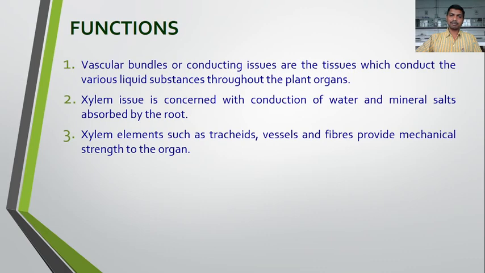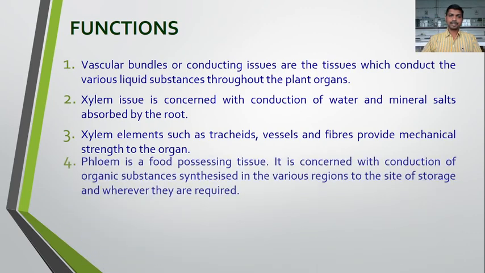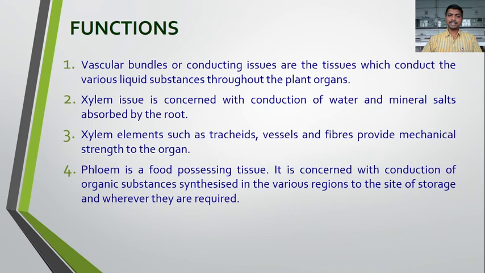Xylem elements such as tracheids, vessels, fibers provide mechanical strength or support to the plant and plant organs. So this is another important function of the vascular tissues. The xylem elements such as tracheids, vessels, fibers provide the mechanical support and strength to the organ or to the plant. Phloem is a food conducting tissue.